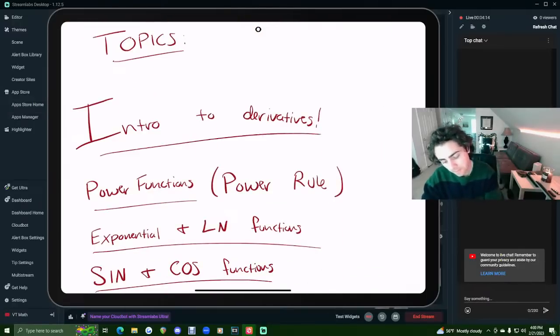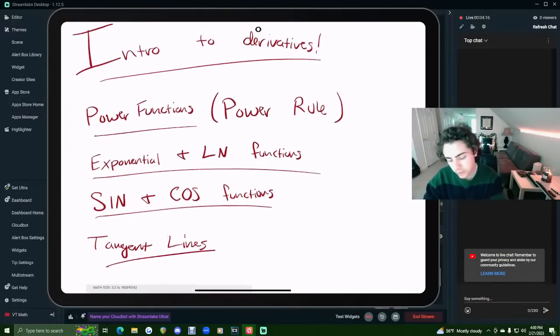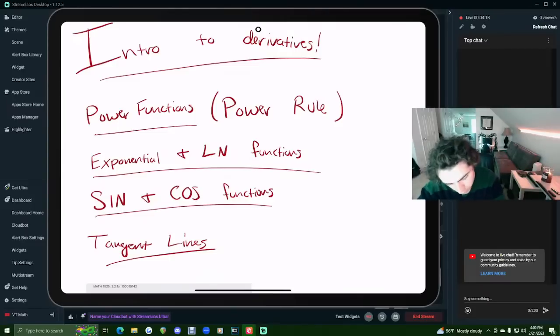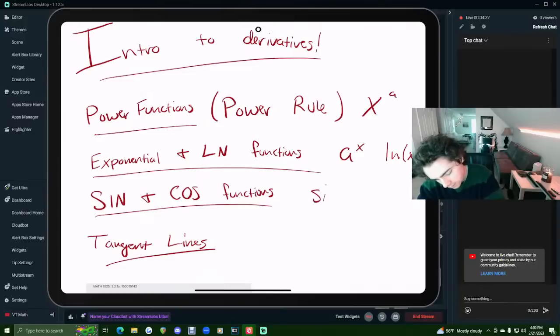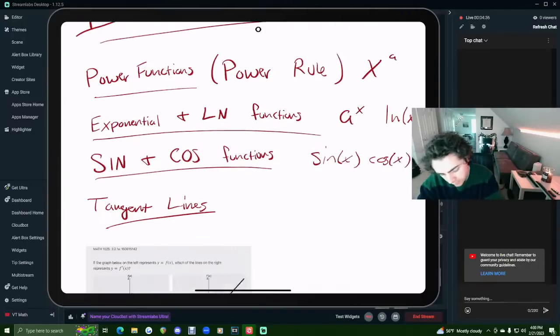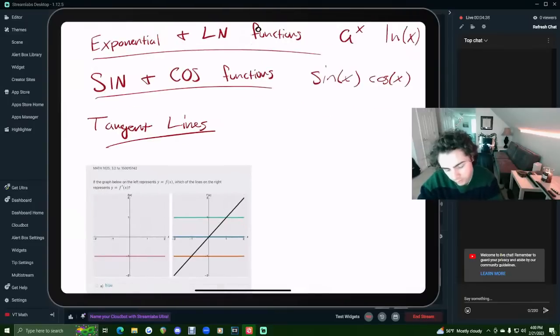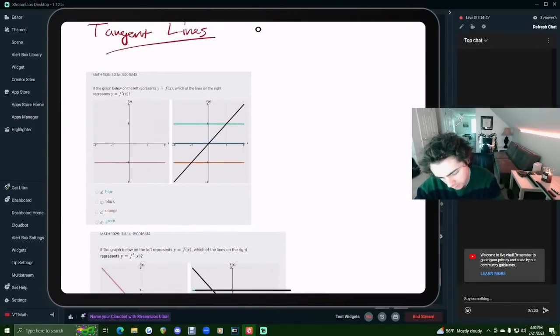Topics, again, intro to derivatives. We're going to be dealing with derivatives of power functions, that's any function of the form x to the a. Exponential functions like a to the x, so any number raised to the x, as well as natural log functions, ln of x. Sine and cosine functions. And then we'll deal a little bit with derivatives and tangent lines. So let's jump right into it.